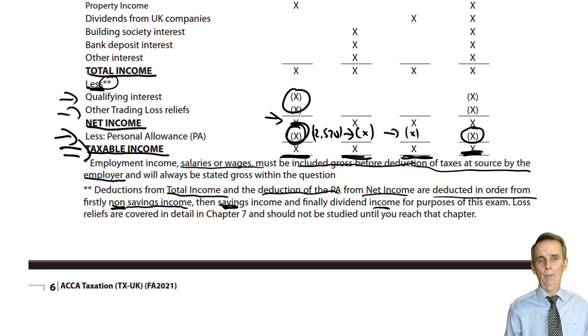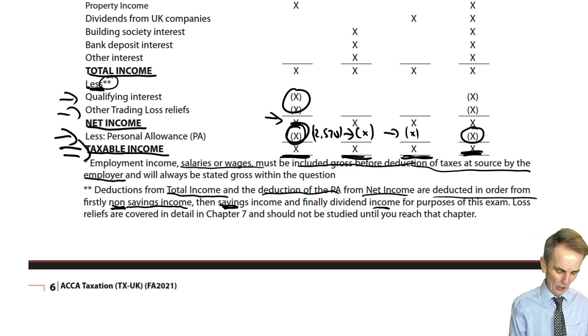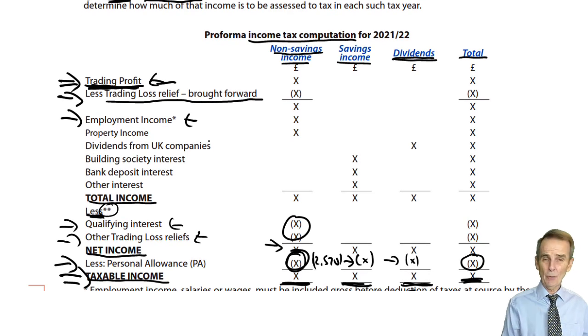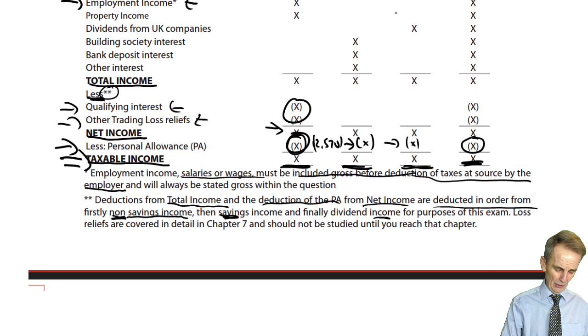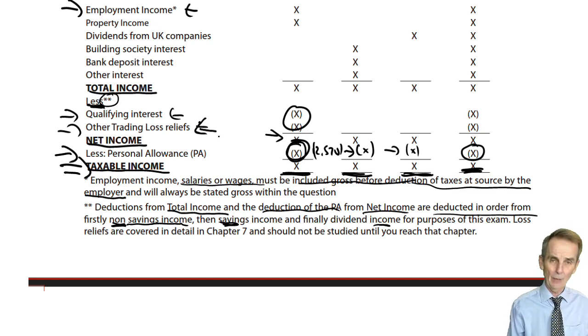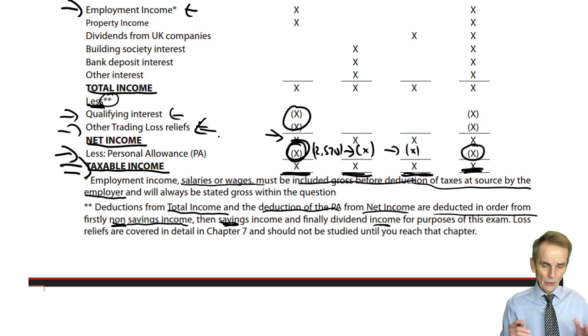You will always apply those deductions, whichever they are, either the deductions of qualifying interest and various other trading loss reliefs. We saw one trading loss relief at the top here, a trading loss brought forward. If there's a trading loss this period or in a future period that's come back to this year, anything other than a brought forward loss, as we discover in Chapter 7, and you won't look at this until we get to Chapter 7, those other loss reliefs will come out there. But those deductions will be made in that order: non-savings income before savings income before dividend income.